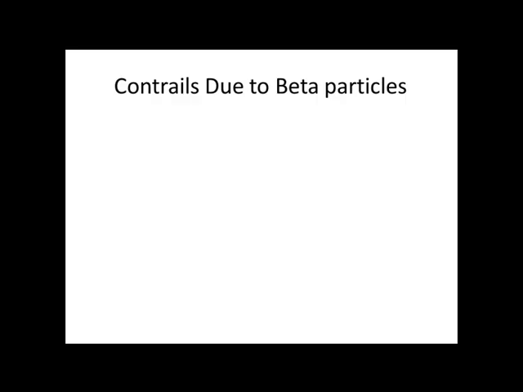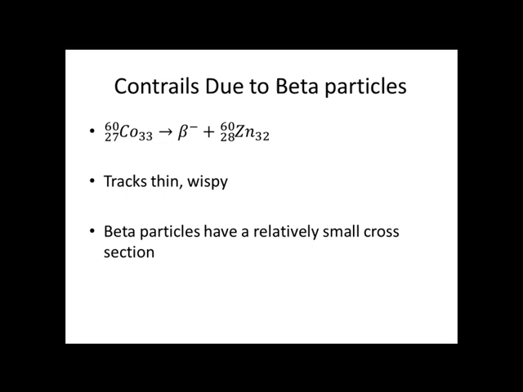That was the beta decay from cobalt-60 to nickel-60. As we would have expected for more penetrative particles, the contrails were much thinner and more difficult to see than the alpha particles. This highlights the relatively small cross-section of a beta particle when compared with an alpha particle.